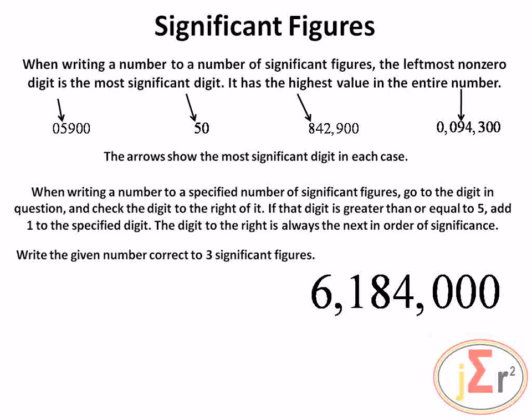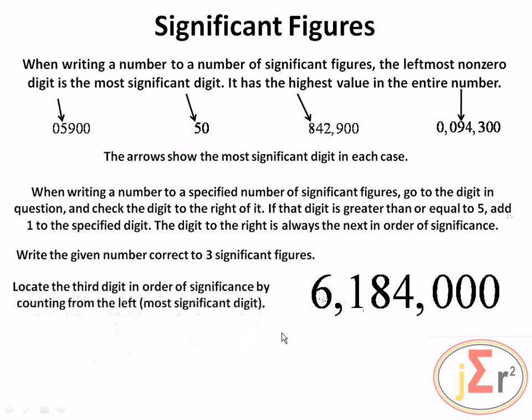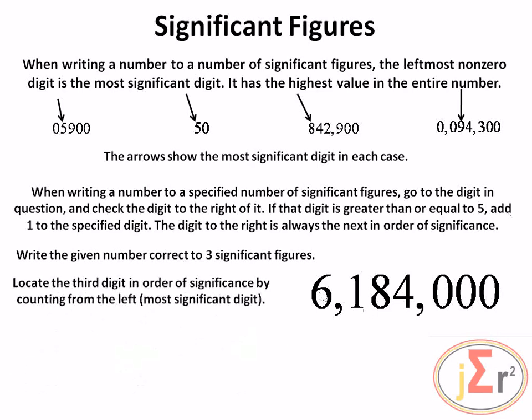Write the given number correct to 3 significant figures. So that is the number that we're going to be writing to 3 significant figures. Locate the third digit in order of significance by counting from the left. In order of significance, 1, 2, 3. So this is the first, this is the third one. We're writing to 3 significant figures, so this is the third one.